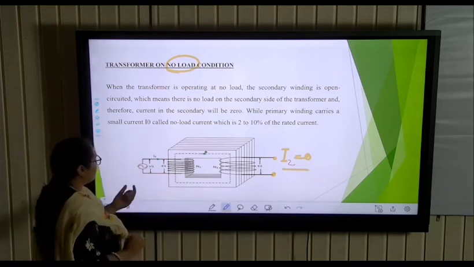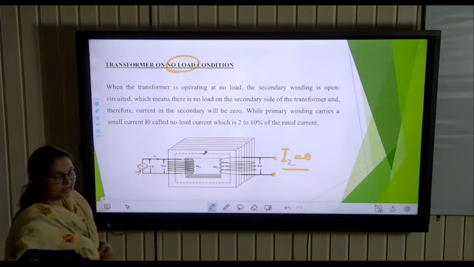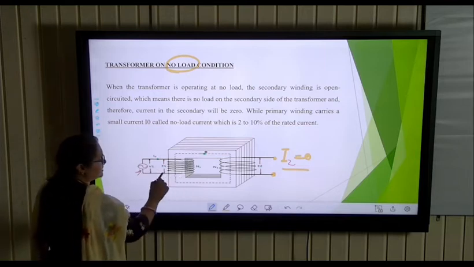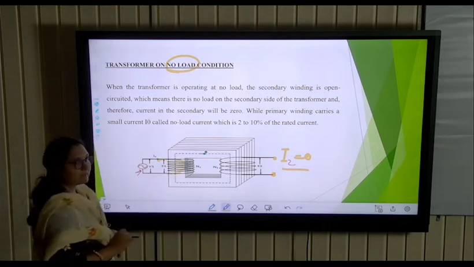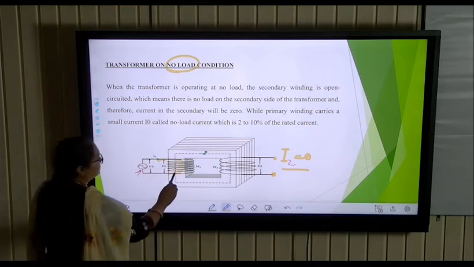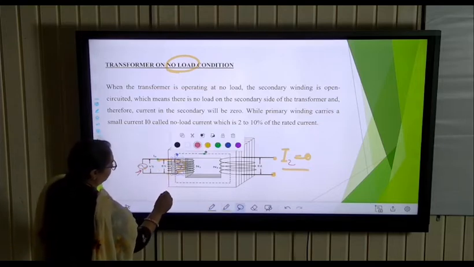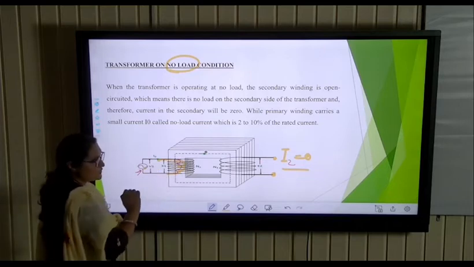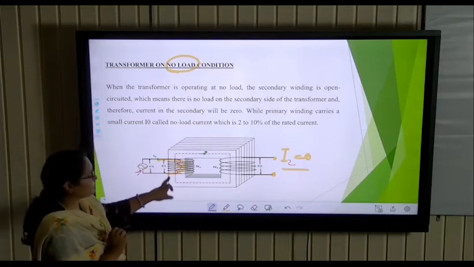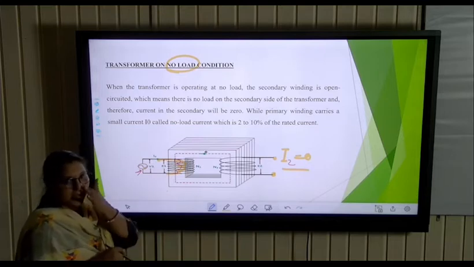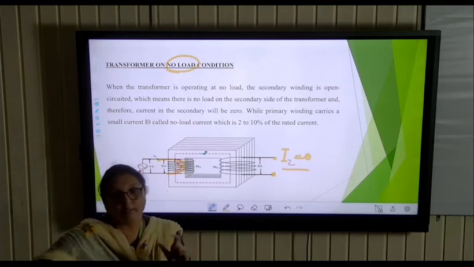Now see what is going to happen. You are going to apply a voltage of V1 on the primary side, and since this circuit is closed, due to this voltage there will be a current in this winding. Now an EMF is going to appear in the primary winding as per the principle, that is E1, and this E1 is called the self-induced EMF. Now this I0 is termed as the no load current.